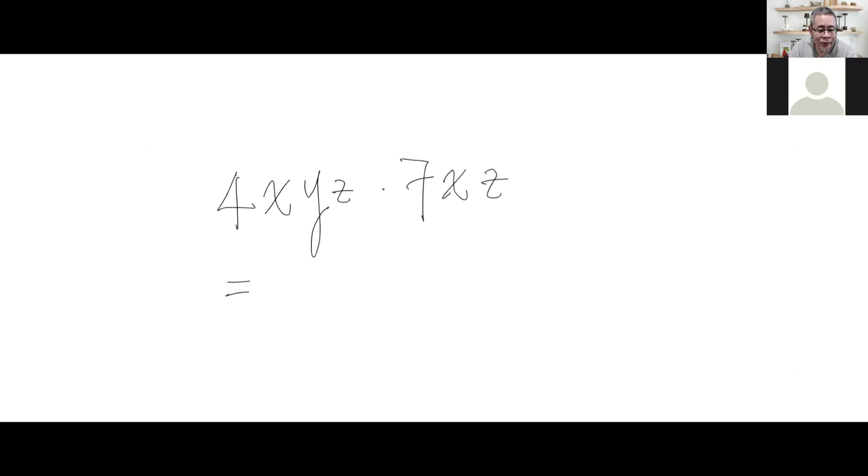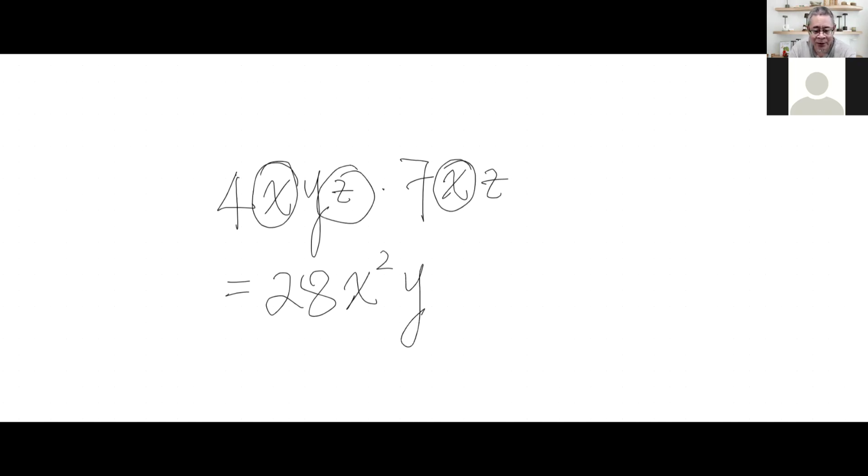Okay, good. We got 24, 28. How many x? We actually got one x and two x. So it's x squared. We only got one y, but z, we got two, just like you write down there. So z squared. Good. Good.